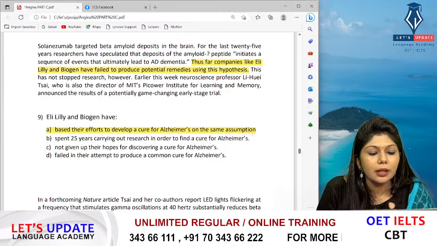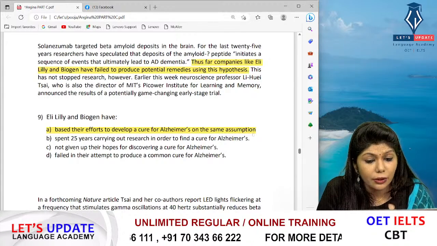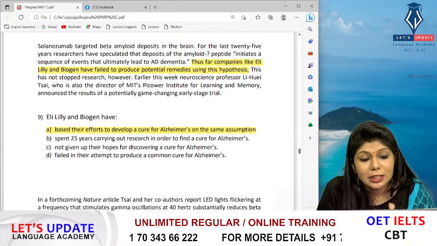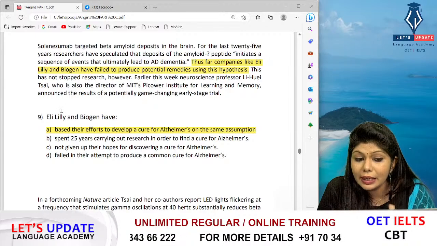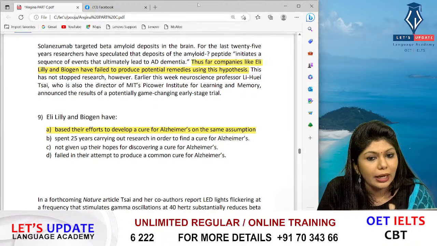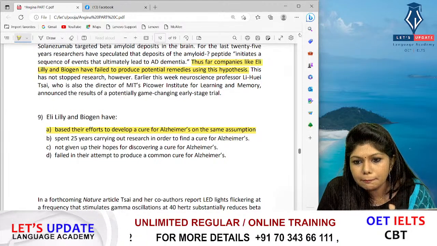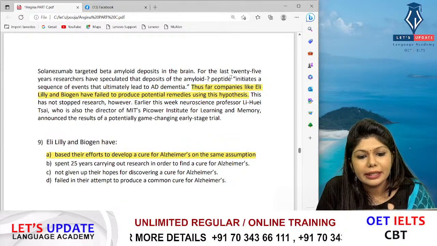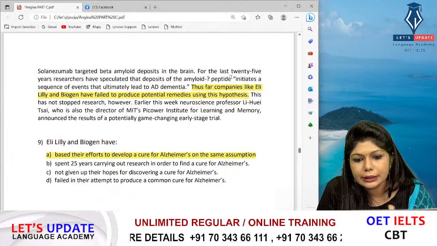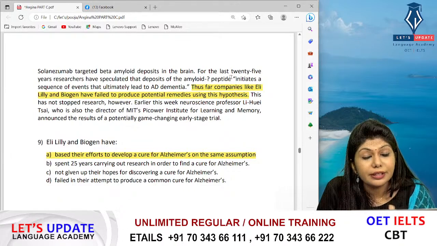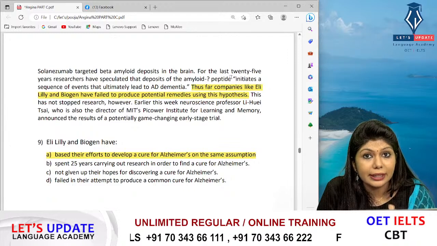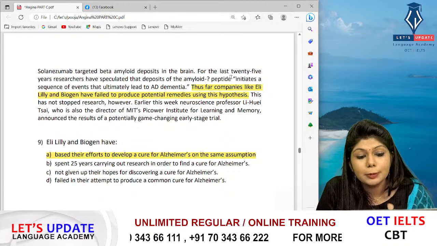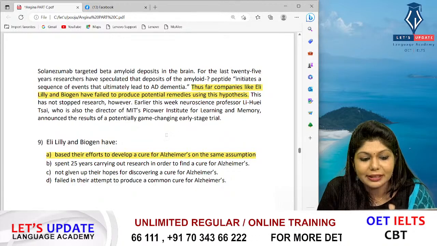And why have we eliminated B, C, and D? Let's look at that. Option B is spent 25 years carrying out research in order to find a cure for Alzheimer's. Did the companies Eli Lilly and Biogen spend 25 years? The question is about Eli Lilly and Biogen. Have they spent 25 years? No. Look at this. They have just mentioned that researchers have speculated about the deposits of amyloid peptide for the last 25 years. It's not about the companies Eli Lilly and Biogen, and they have not spent 25 years. That is why we have eliminated B.